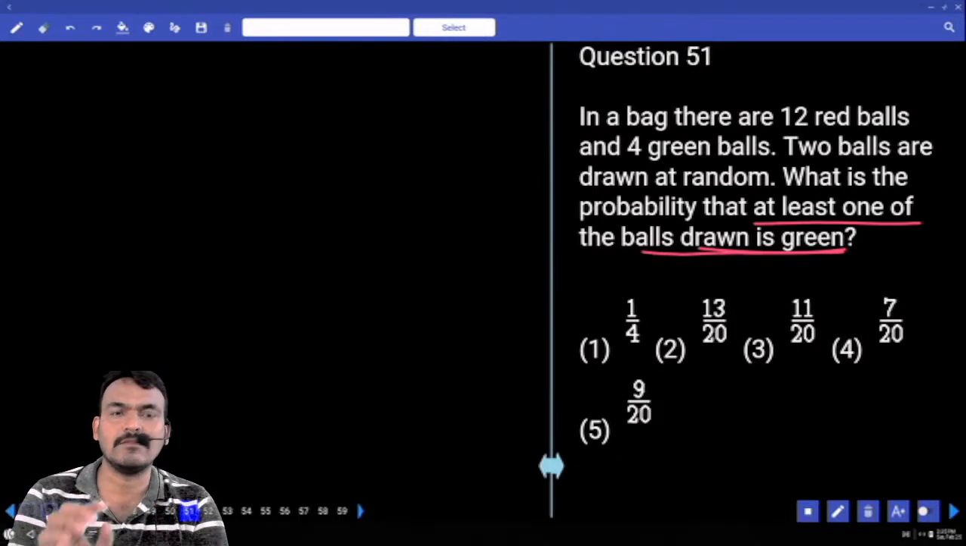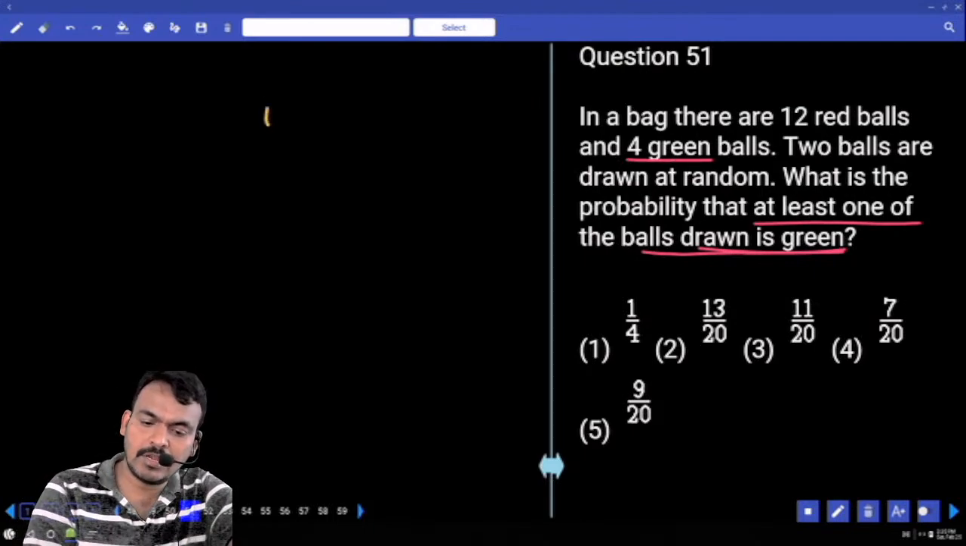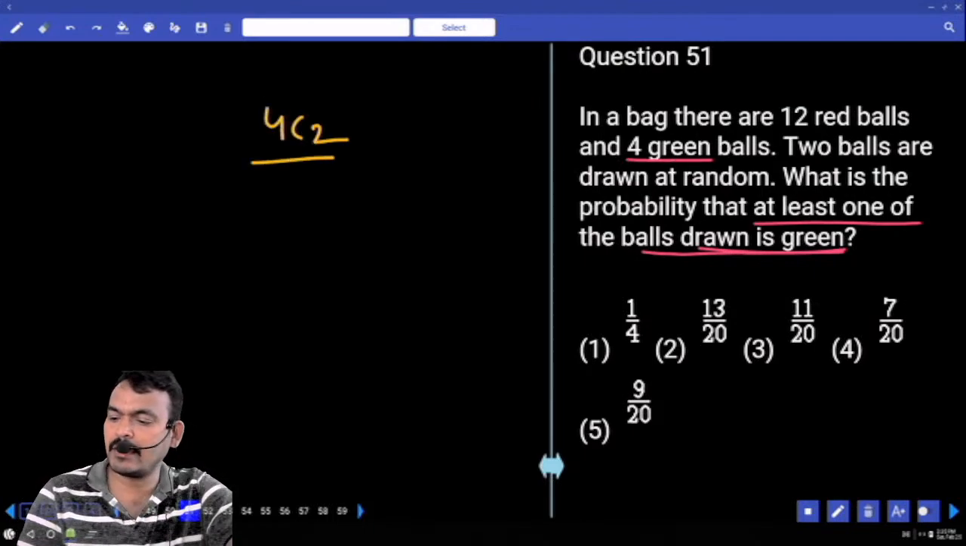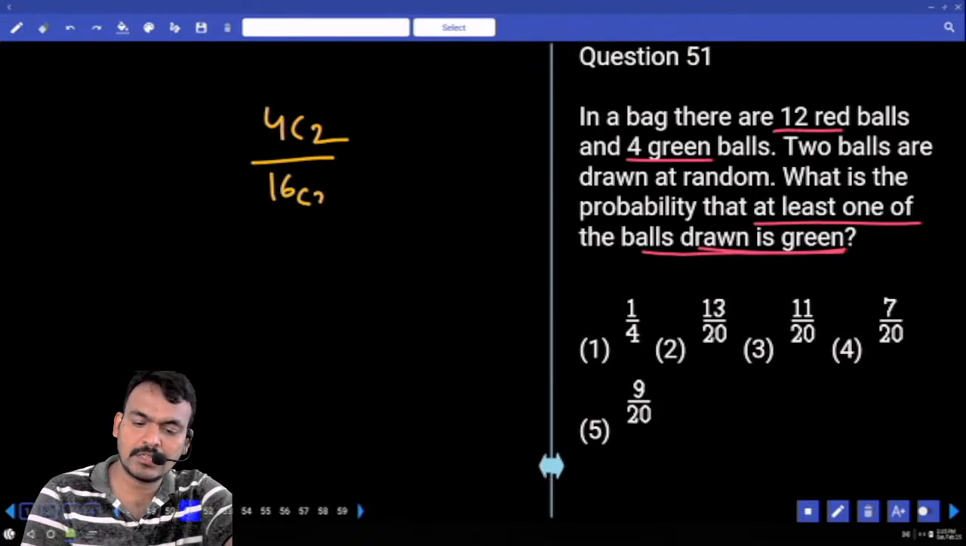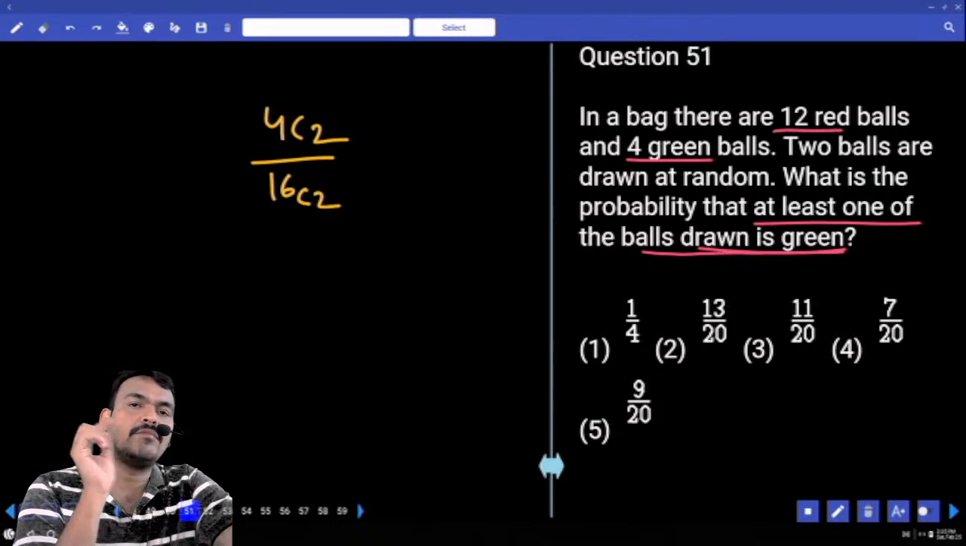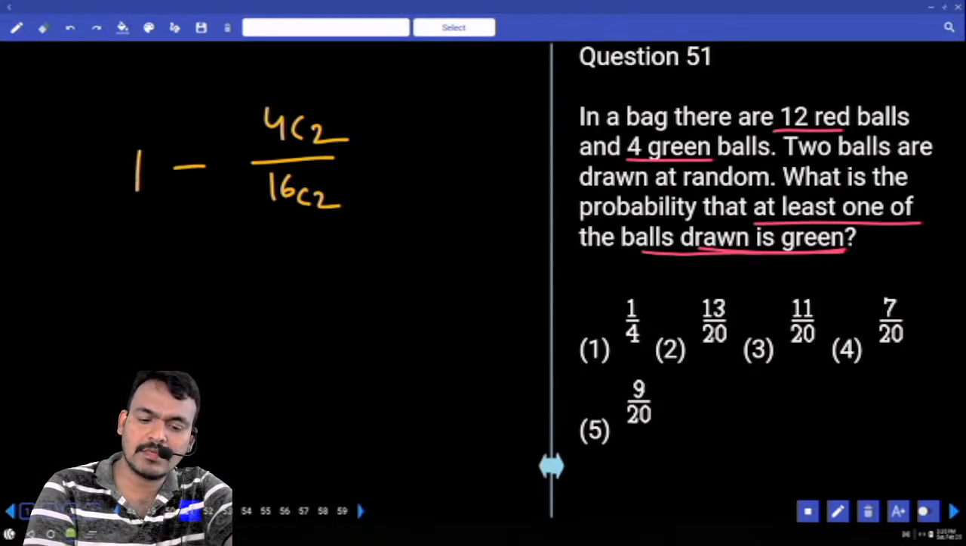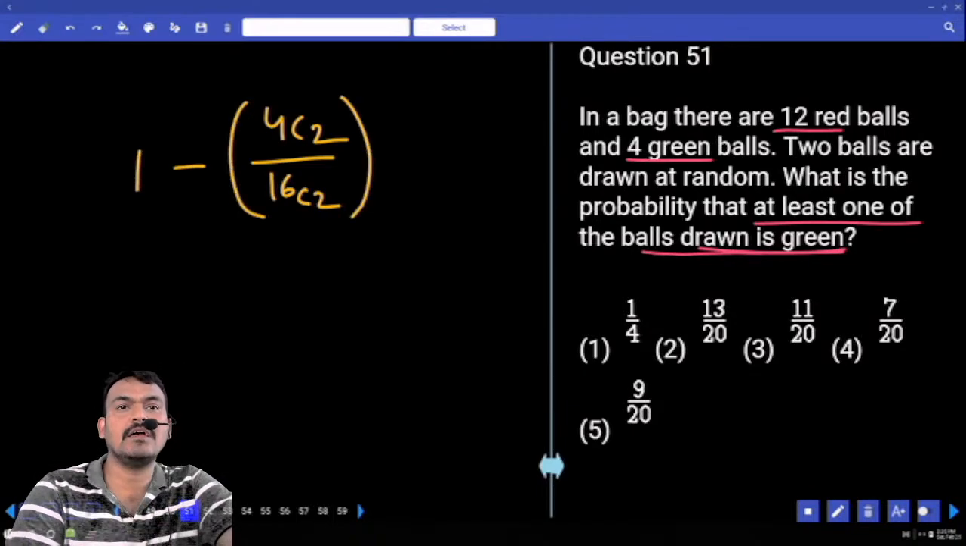Other than the green. Other than the green means how many green balls are there? 4. Then we take 4C2 by total how many balls? 12 plus 4, 16. 4C2 by 16C2. It is which one? Other than the green. But we require at least green. Then we take total probability minus other than the green.